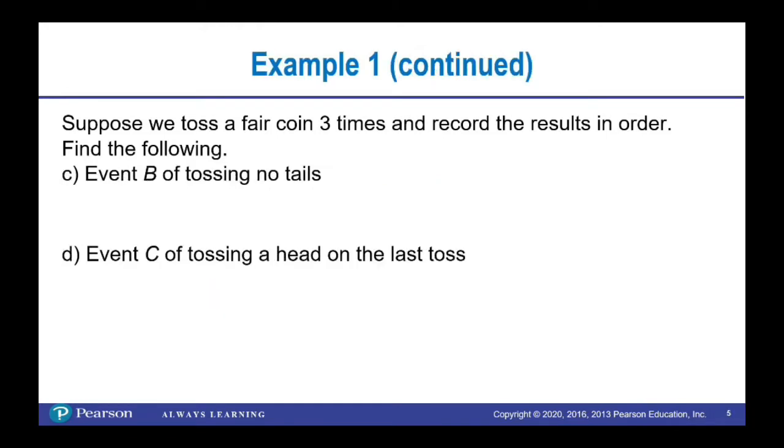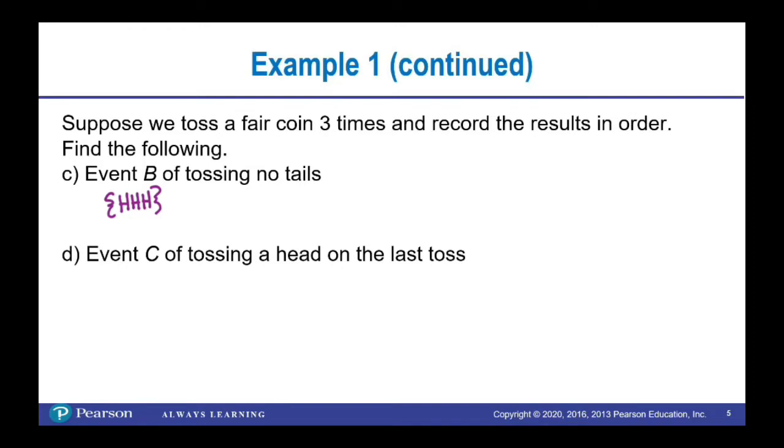Now, look at part C. Event B is the event of tossing no tails. Well, if I toss no tails, that means everything is heads. So that would be heads, heads, heads. Again, our event, the outcomes are a set, and so we list them in the wavy braces.